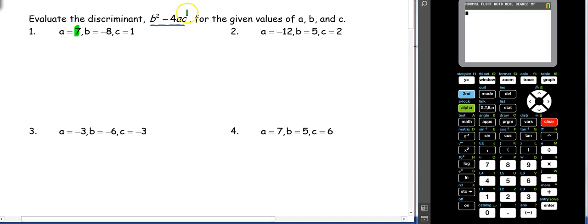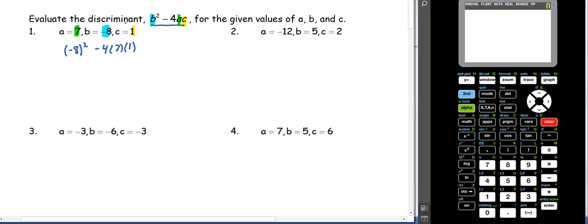So for a, we're going to put in 7. For b, we're going to put in -8. And for c, we're going to put in 1. So when I rewrite this equation with substituting my values, I should have parenthesis -8 squared minus 4 parenthesis 7 parenthesis 1. Then all you're going to do is order of operations in order to solve, or use a calculator. So I'm going to show you both ways.